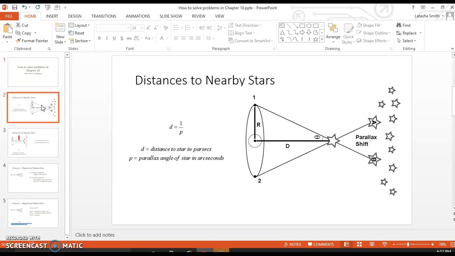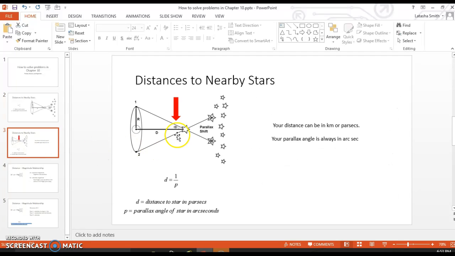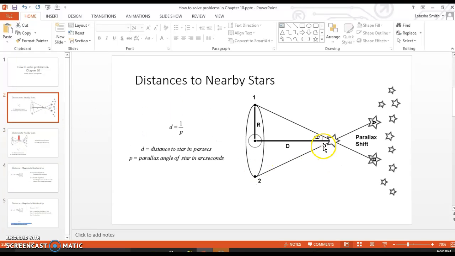So the first problem that you're going to see is distance to nearby stars. This one is pretty straightforward, but we need to talk about it because you need to know how to solve the first problem to get to the second problem. Now, let's make sure we understand what this means. Distance equals 1 over parallax angle. The parallax angle is where you see the theta. You can see it better on a previous slide. So this is the parallax angle, and this would be the distance.